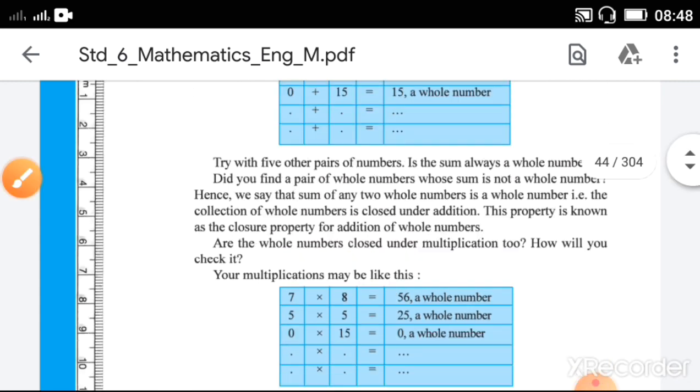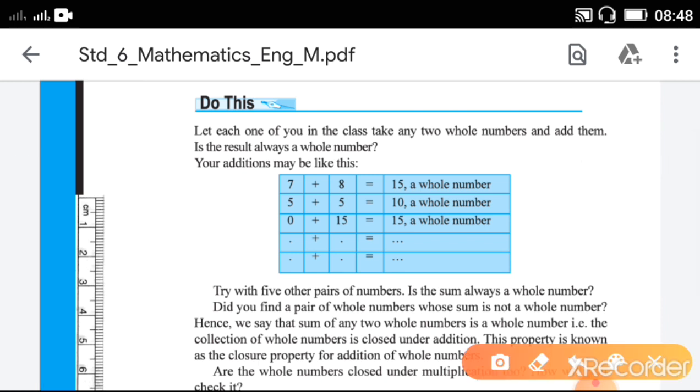Let's see the example. 7 plus 8. Answer is 15. 15 is a whole number. So what is a whole number? It starts from 0. 0, 1, 2, 3 up to infinity. These whole numbers do not include negative integers. You have to keep this in mind. So 15 is a whole number.